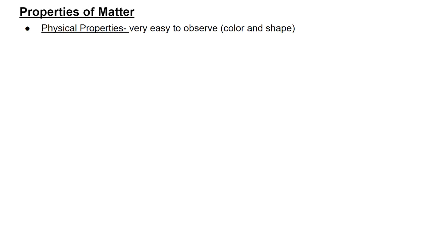Properties of matter. This slide's pretty simple. Properties of matter, the first type of properties are called physical properties. Physical properties of matter are very easy to see.